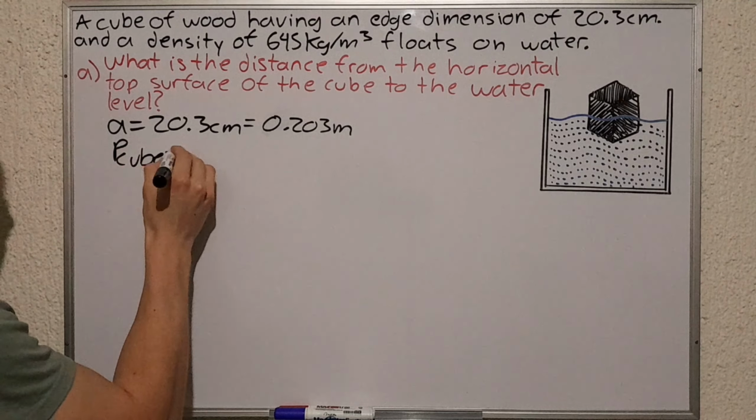Now, the question is a little bit tricky. Maybe if you don't understand the question, don't worry. It says the distance from the horizontal top surface. The horizontal top surface is just the top surface of the cube, right? Now, what is the distance of that thing, like right here, to the surface of water, to the water level?